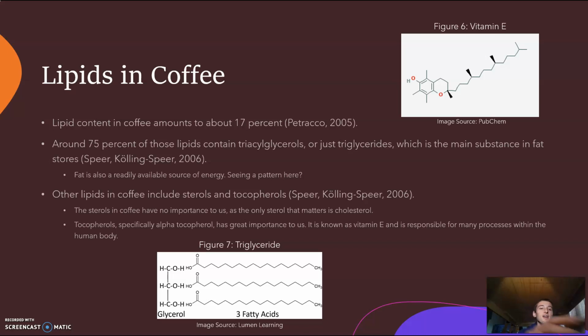And up here in the top right, figure 6, you will see vitamin E, and it's a very complicated structure. I just want you to see what it looks like on the screen or on paper or whatever. And then figure 7 down here at the bottom, you'll see a glycerol backbone and 3 fatty acid chains, and that makes up a triglyceride.